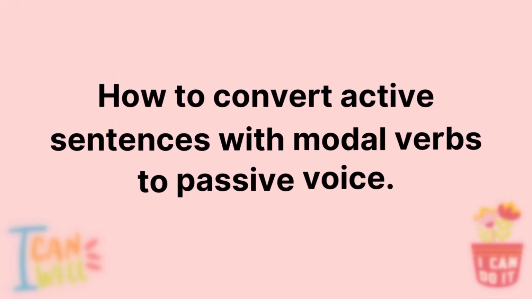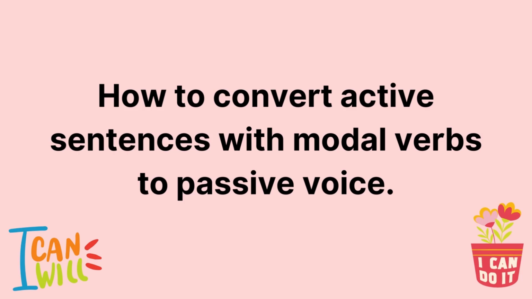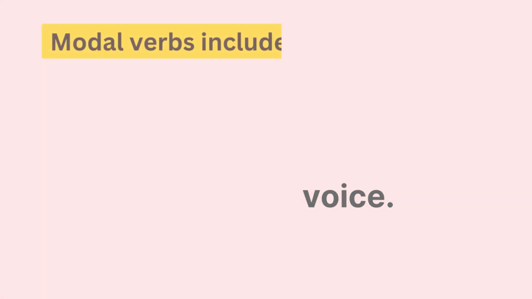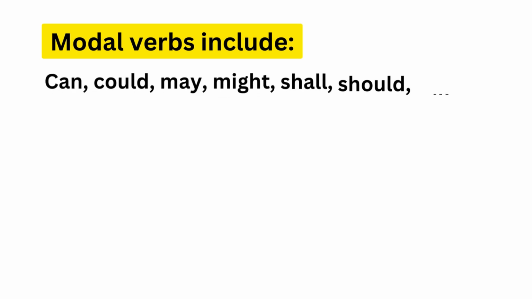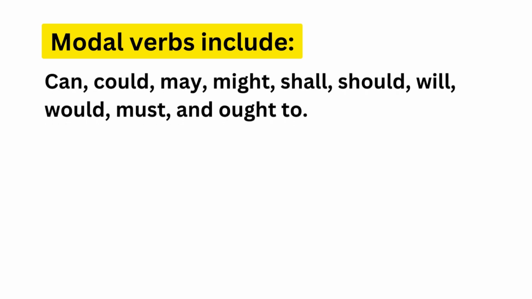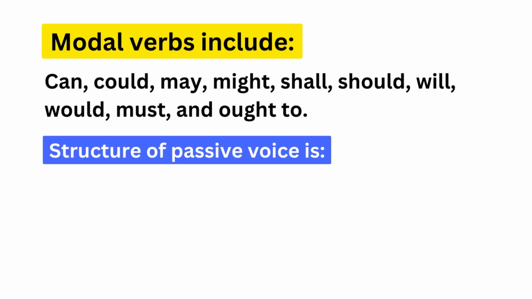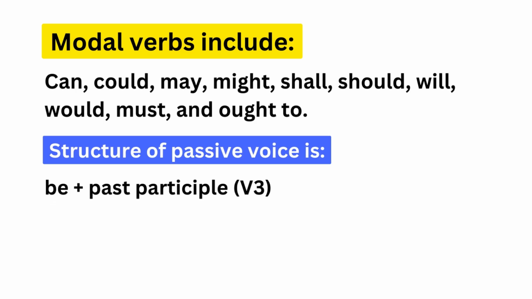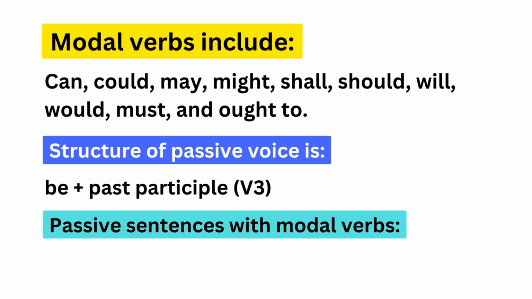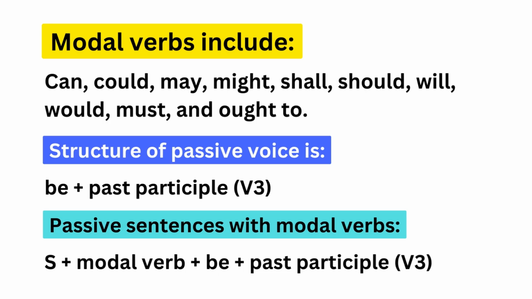Now, let's learn how to convert active sentences with modal verbs to passive. Modal verbs include can, could, may, might, shall, should, will, would, must, and ought to. As we learned, the general structure for a passive sentence is be plus past participle. The structure of passive sentences with modal verbs is subject plus modal verb plus be plus past participle.